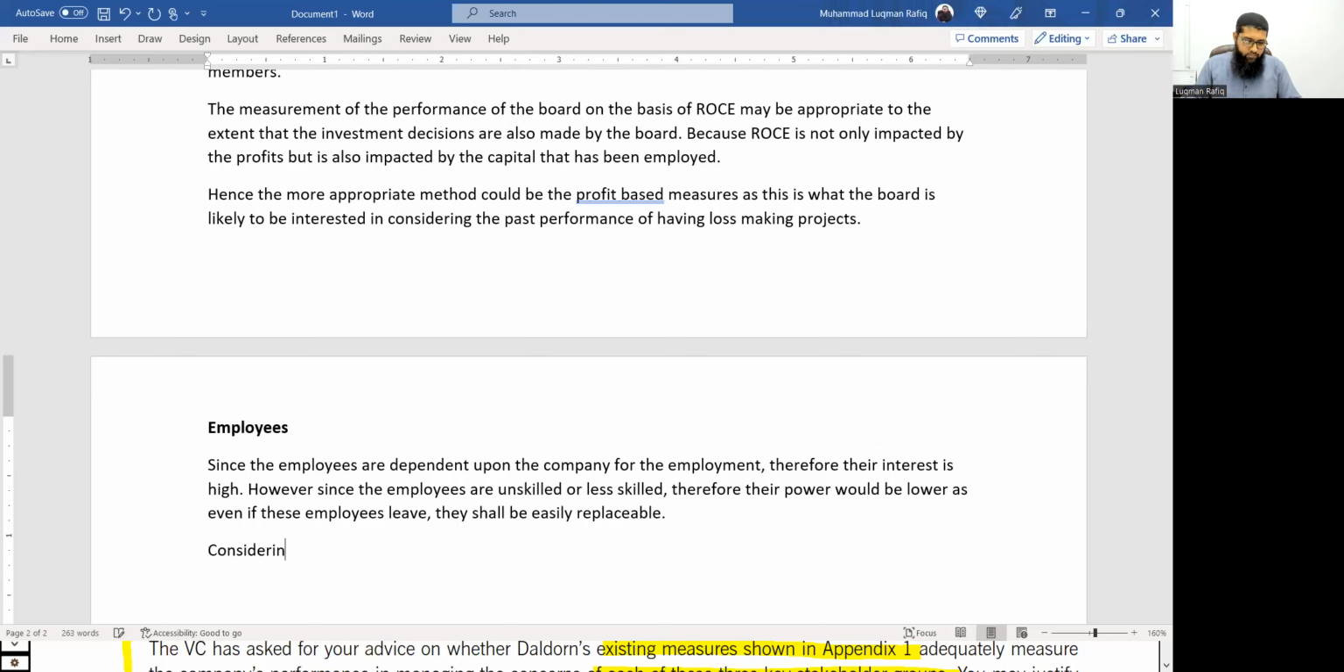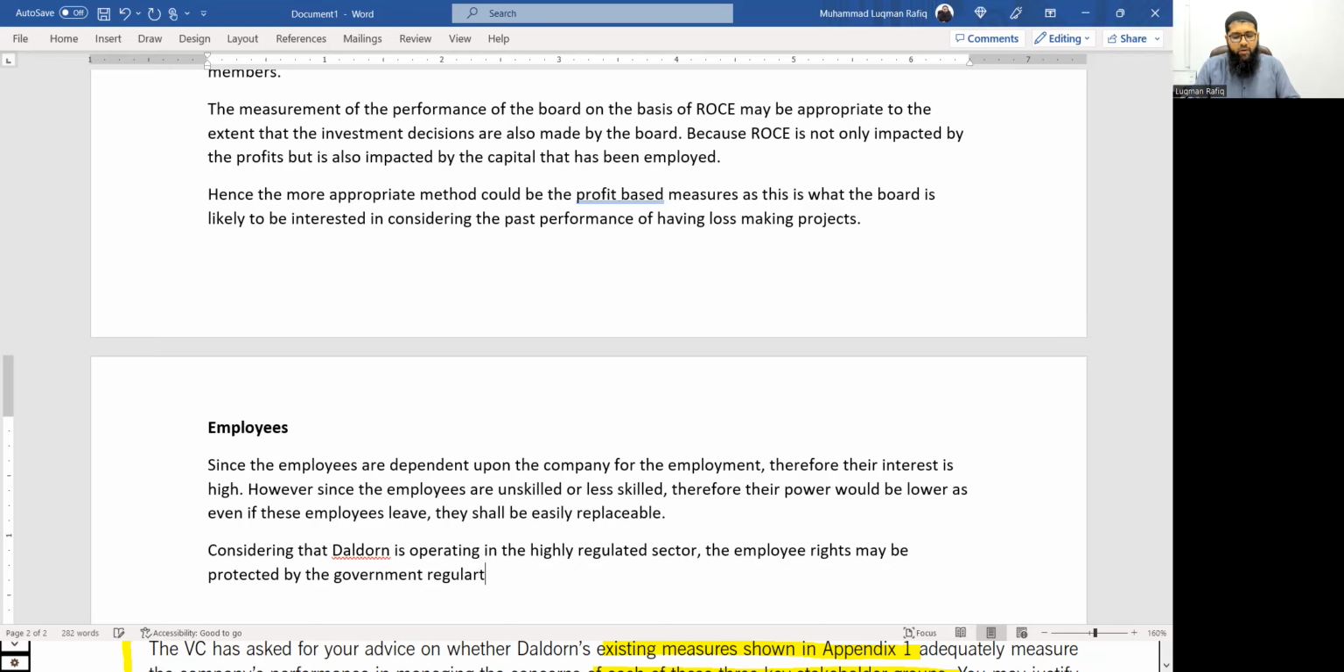Considering that Deldon is operating in the highly regulated sector, the employees' rights may be protected by the government regulations, and they may have some power through that.